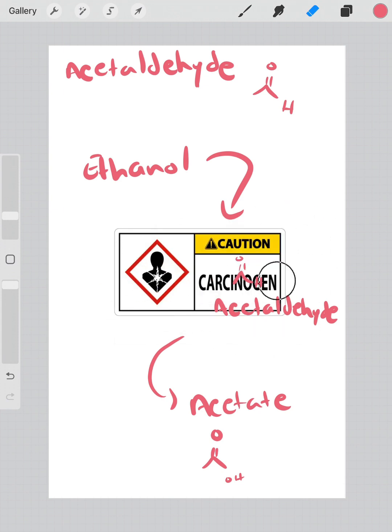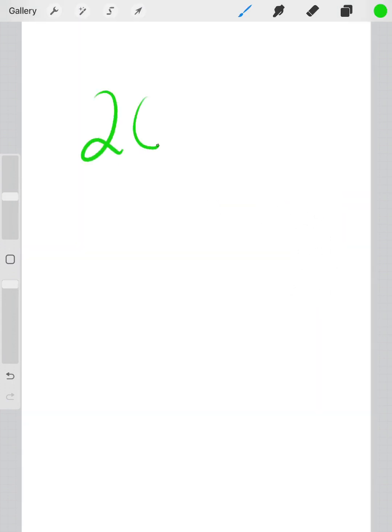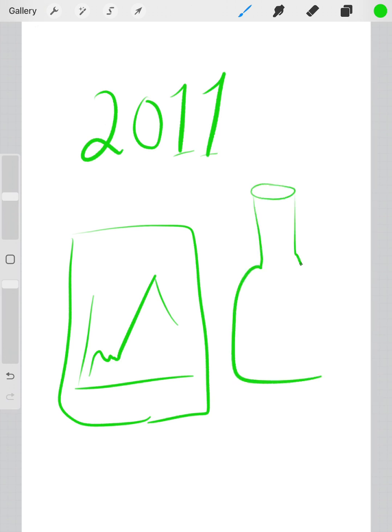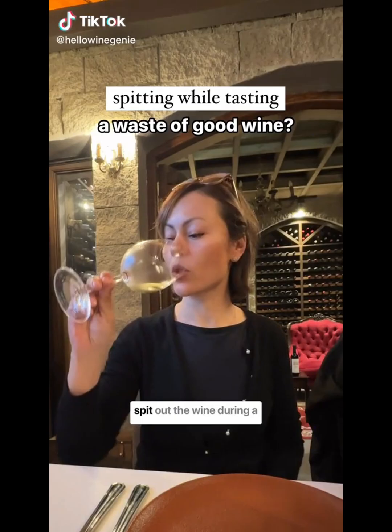A study done in 2011 focused solely on the acetaldehyde aspect of alcohol consumption. This experiment took ethanol metabolism out of the equation by just having the participants rinse their mouths with the alcohol for 30 seconds and then spit it out, like a wine tasting. The participants' ages ranged from 20 to 60 years of age.